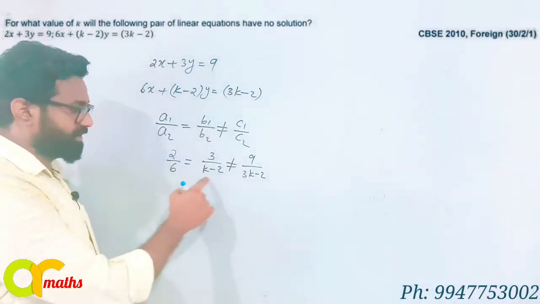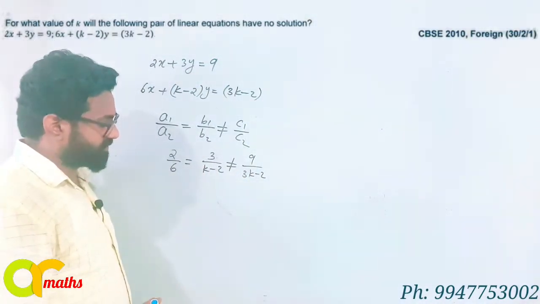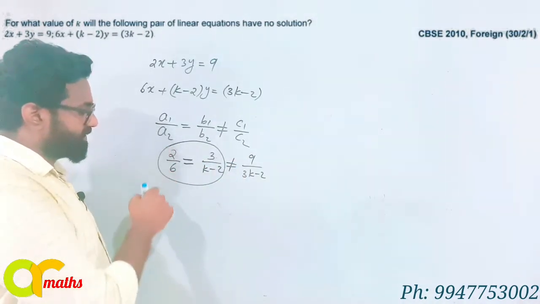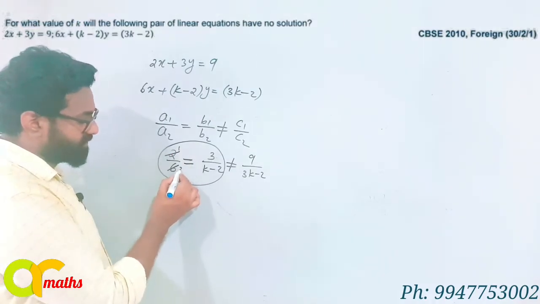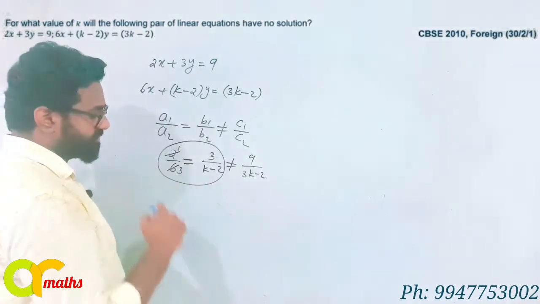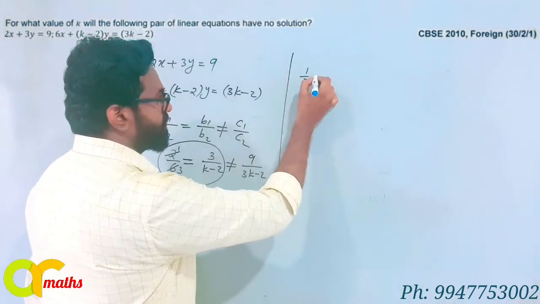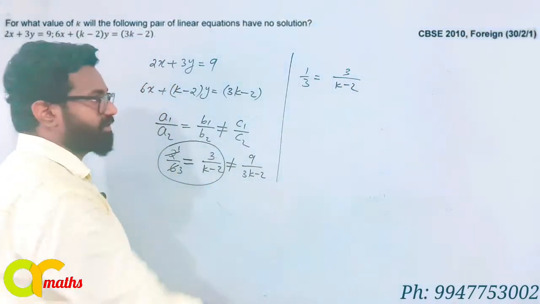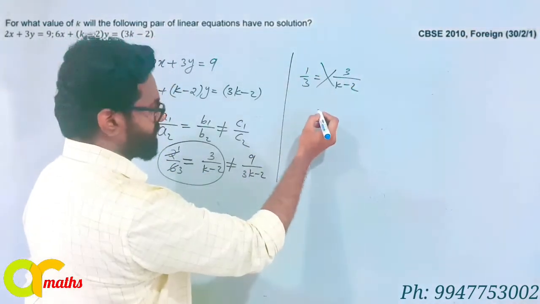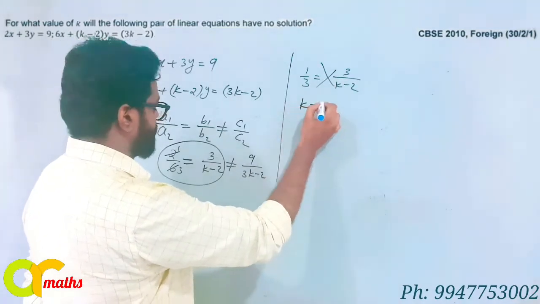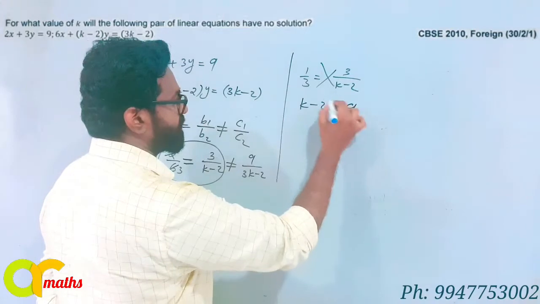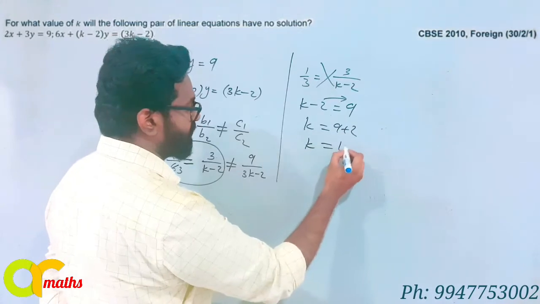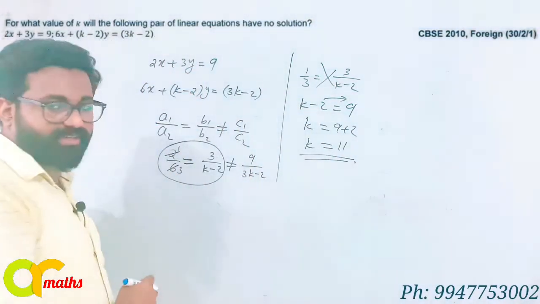Here there are 3 terms; select any 2 terms, the equal ones. We know 2 by 6 is 1 by 3. So select these two terms: 1 by 3 equals 3 by (k - 2). Then simplify by cross multiplication: 1 into (k - 2) is k - 2, equals 3 into 3, 9. Then k equals 9 plus 2, so k equals 11. Therefore, the value of k is 11.